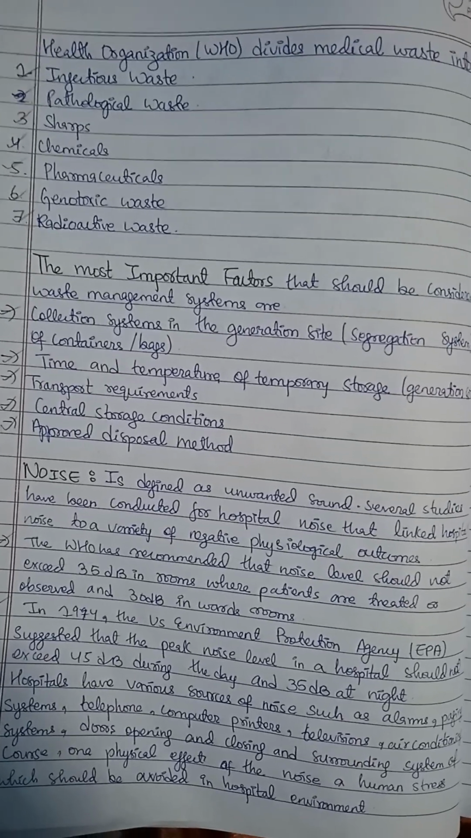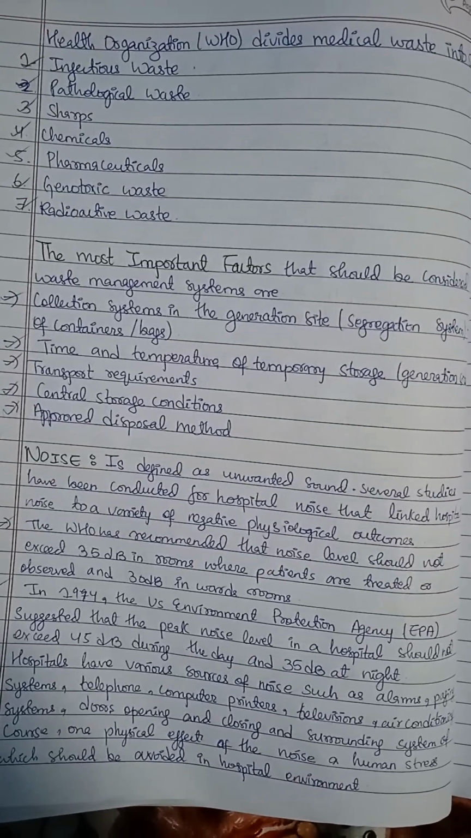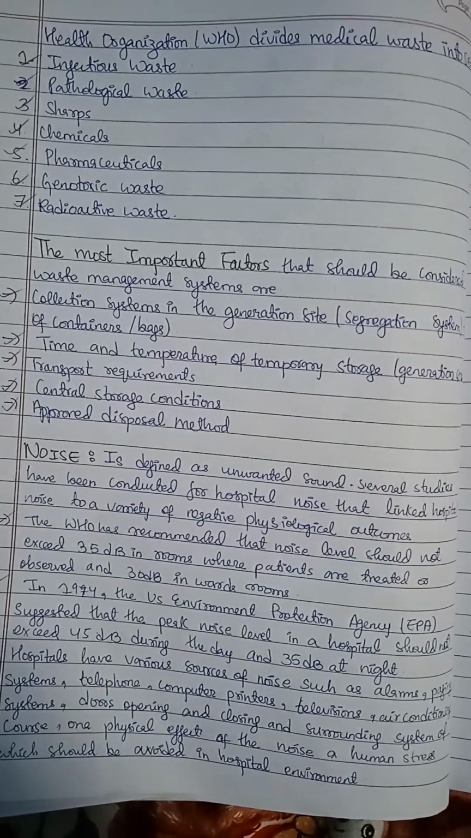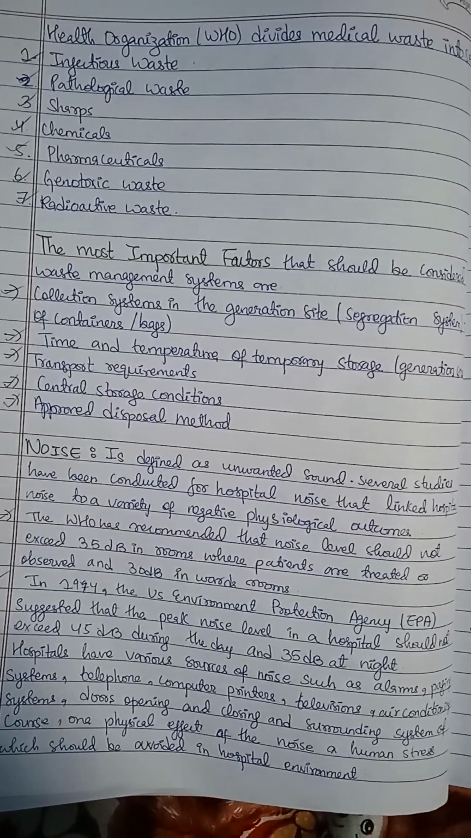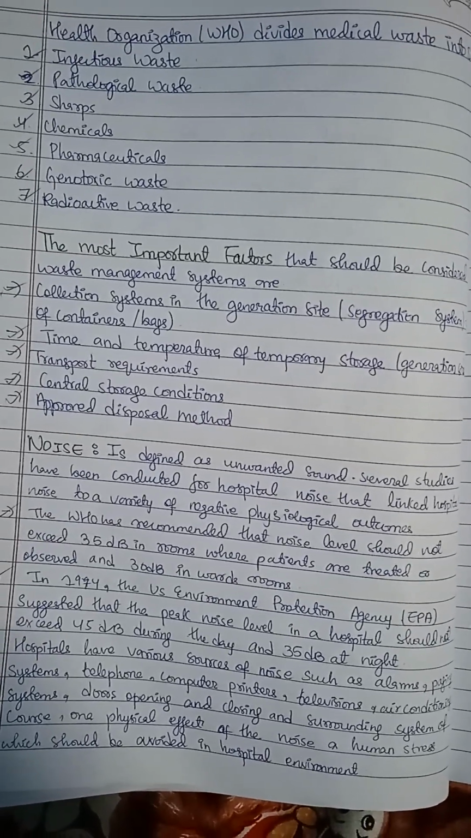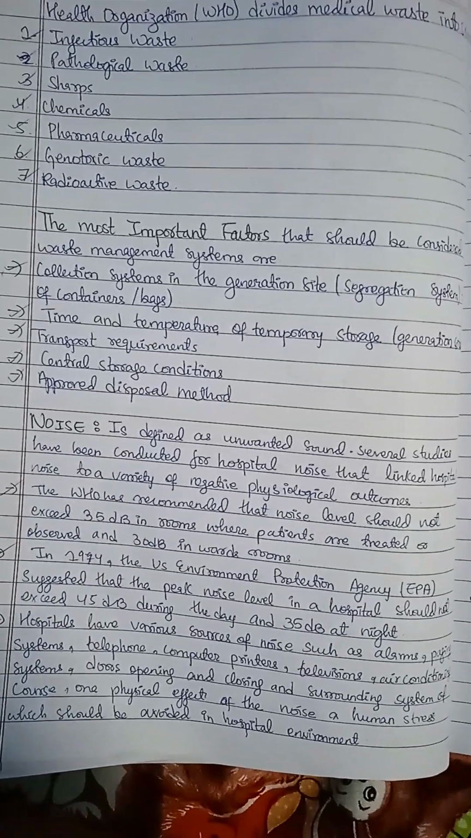radioactive waste. The most important factors that should be considered in a waste management system are collection systems in the generation site, segregation system of containers and bags, time and temperature of temporary storage at the generation site, transport requirements, central storage conditions, and approved disposal methods. Noise is defined as unwanted sounds.